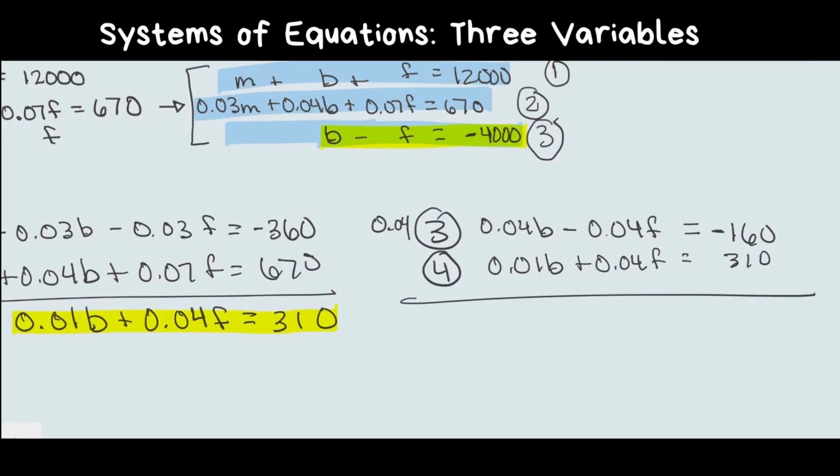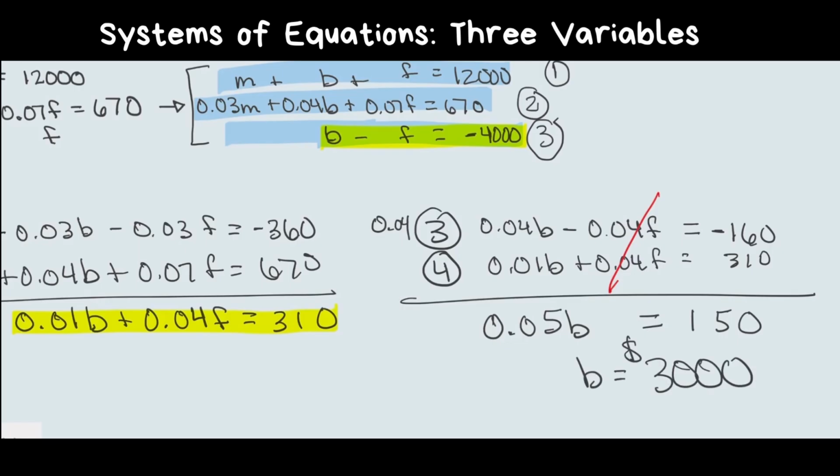And we add, okay? We add, F will go, 0.05b is equal to 150. Divide by 0.05, and we get a b value of 3,000. And that makes me feel a lot better because we were dealing with a lot of decimals, but we're talking about investing money, and we had up to 12,000 to invest. So having a 3,000 there is kind of nice.